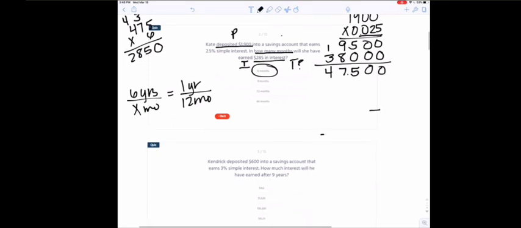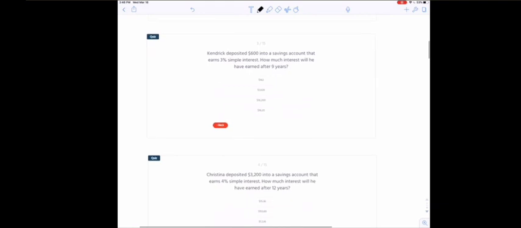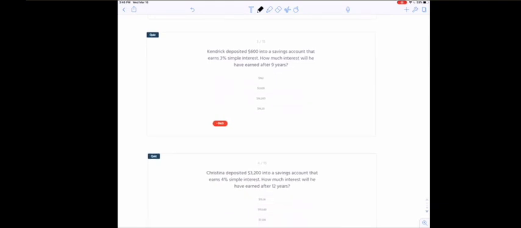Let me make a little space here. And here we go. Kendrick deposited $600 into a savings account that earns 3% simple interest rate. How much interest will he have earned after 9 years? So this is deposited $600, that's our principal. 3% is our rate. 9 years is our time. What do we want to know? What is the question asking us for? The interest earned.